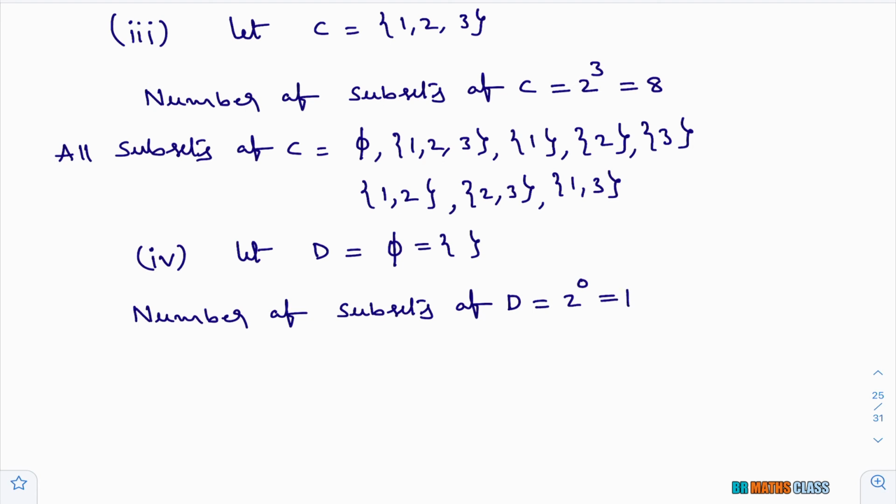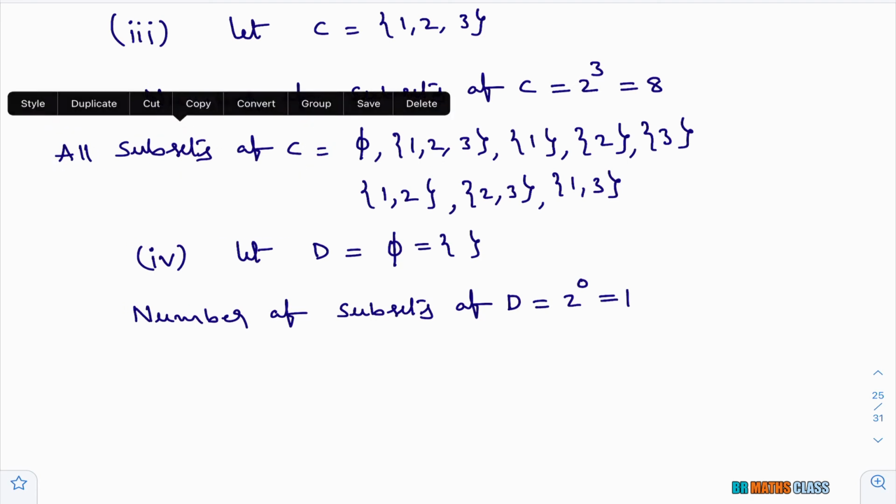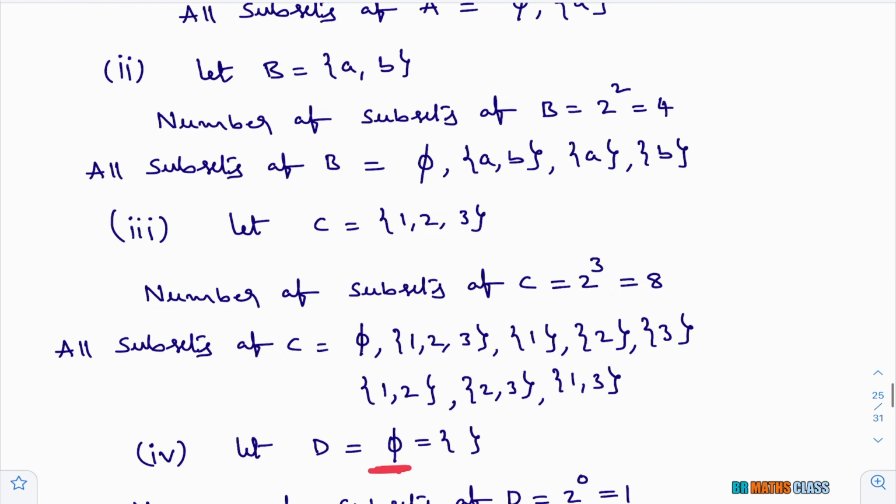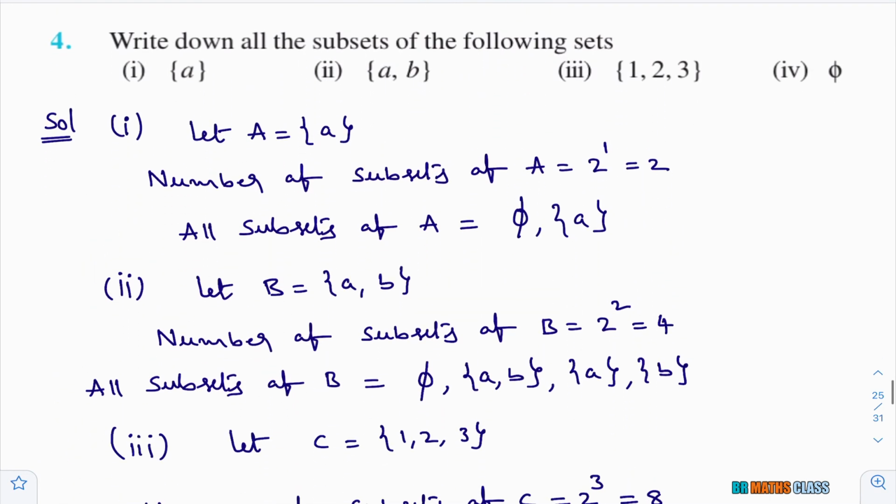So, what we need to write now? We need to write all the subsets of D, right? How many subsets we'll get? We'll get a total of one subset. What is that set? That set itself. We know that every set is a subset of itself and the empty set is also a subset of itself. Here, luckily, that empty set is the given set. I hope you understand. For this set, how many subsets are there? Only one subset is there. What is that subset? That subset is the empty set. I hope you understand this question number 4.